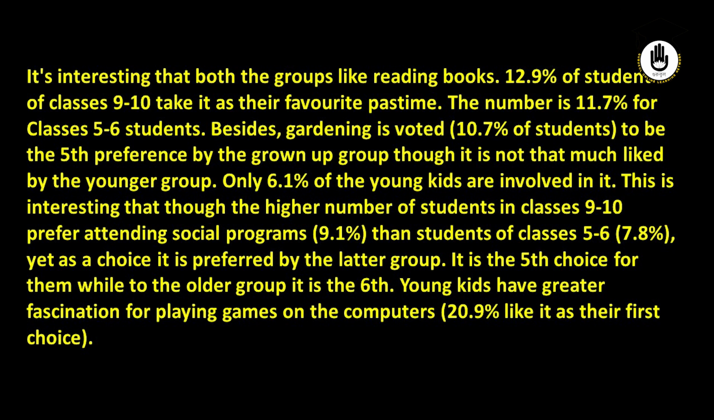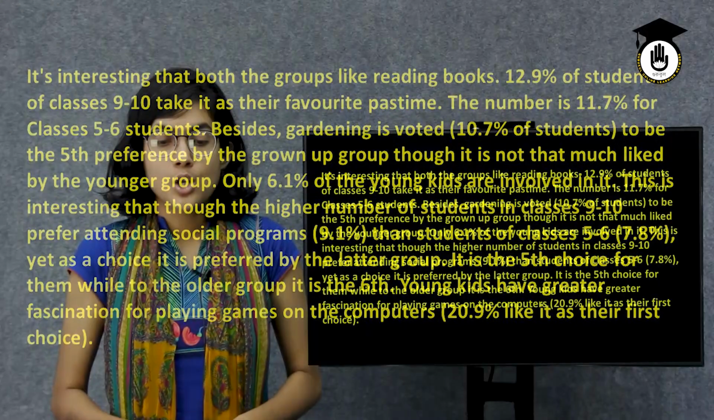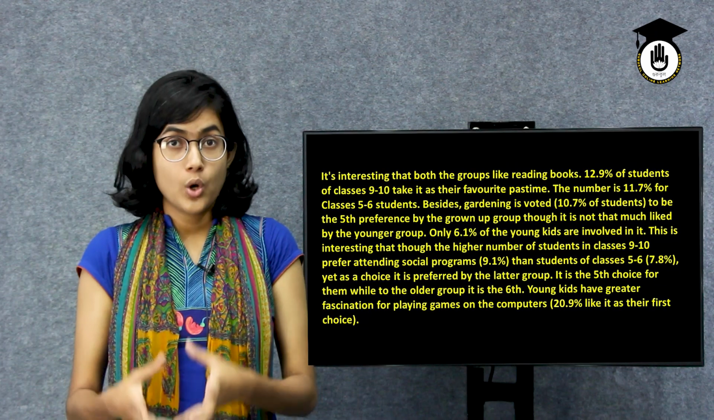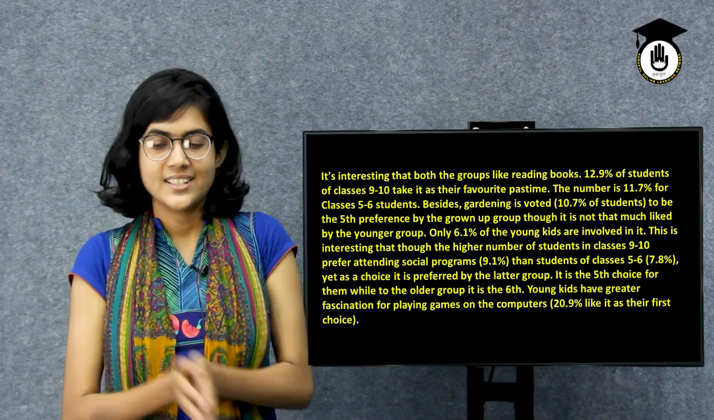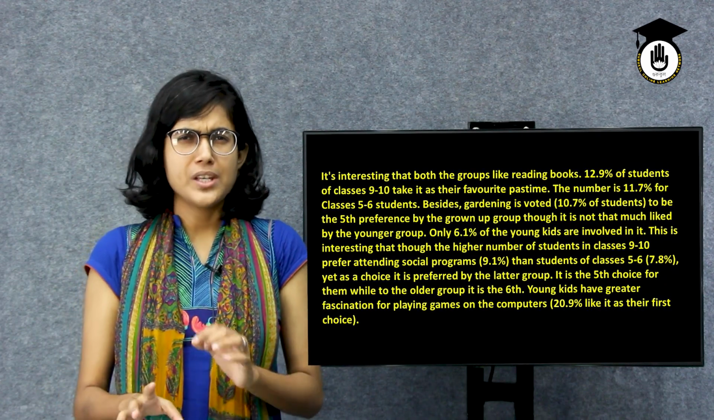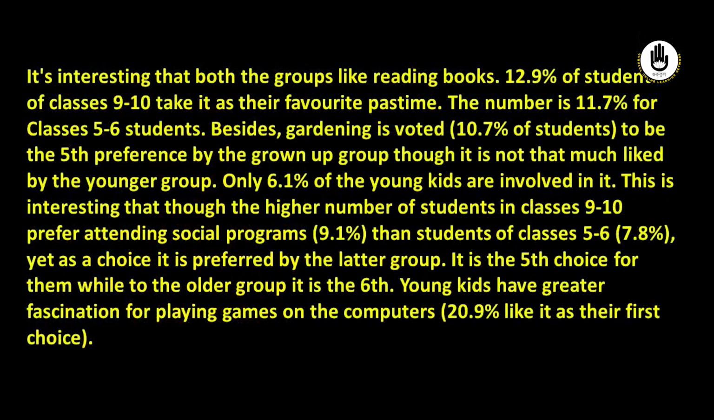Besides, gardening is voted by 10.7% of students to be the fifth preference by the grown-up group, though it is not that much liked by the younger group. So gardening is another choice that is preferred by the students of class 9 and 10. But the younger group is not much interested in that. Only 6.1% of the young kids are involved in it.